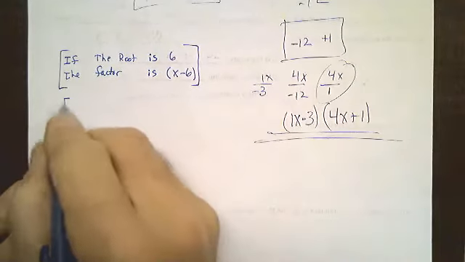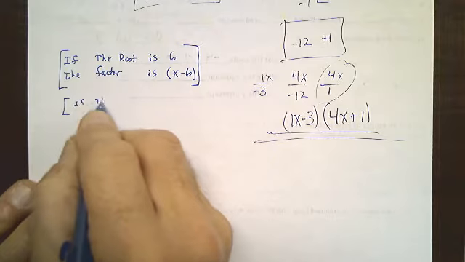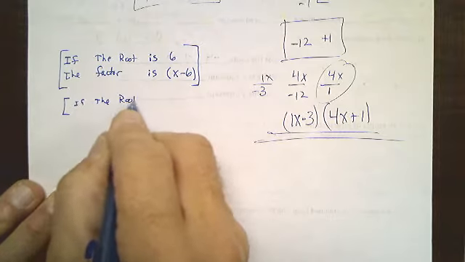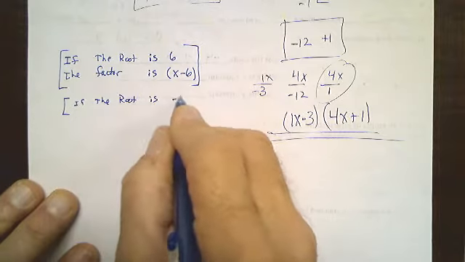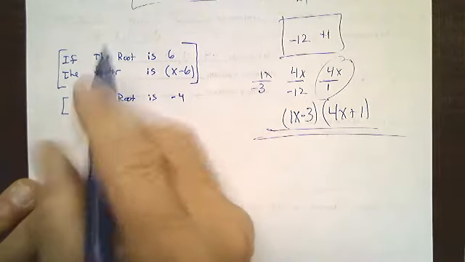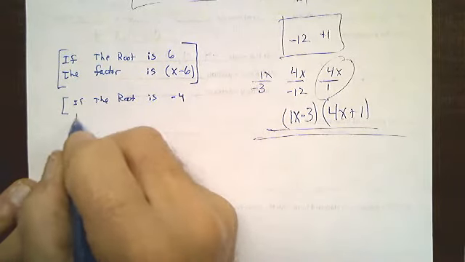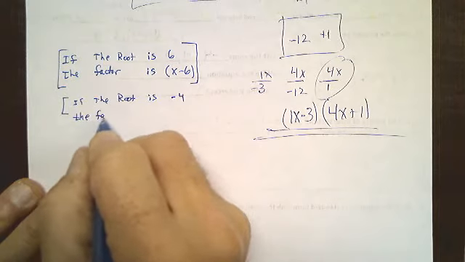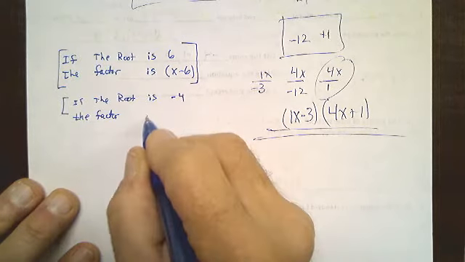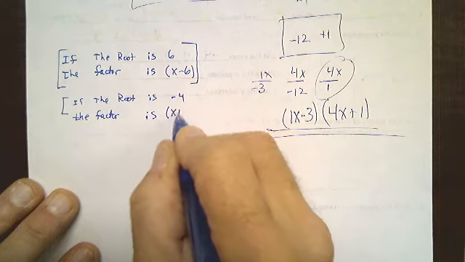I'll give you another one. If the root is negative 4, Ms. Patton, what's the factor? I'm sorry, say it again. You're correct.